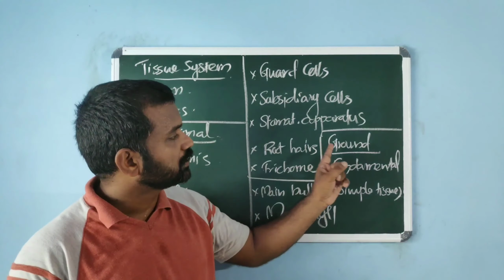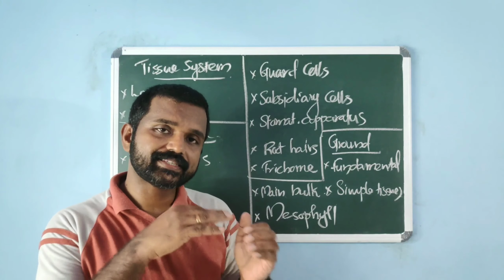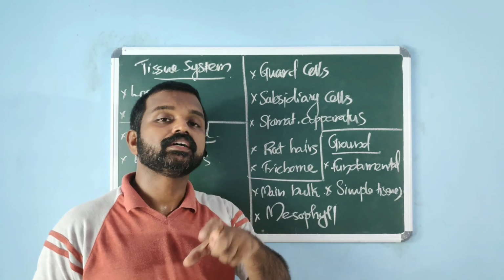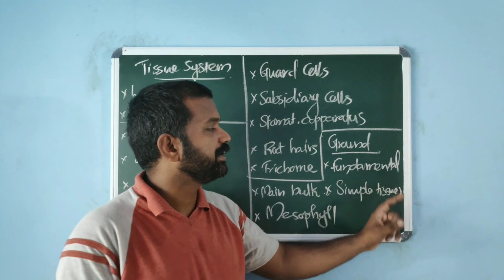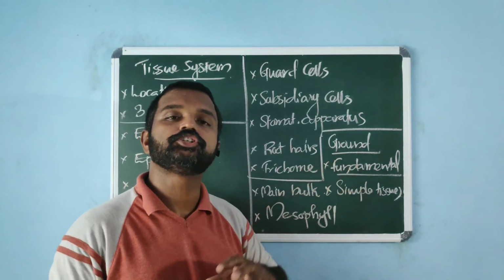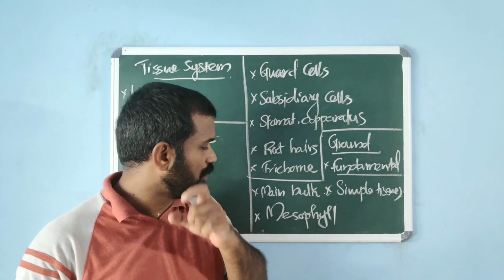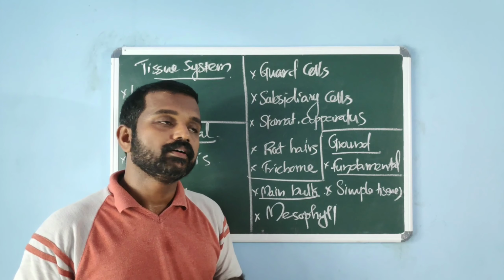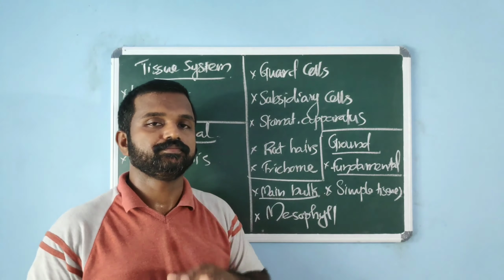The next, about the ground tissue system. All tissues except epidermal and vascular tissues constitute the ground tissue system. It is also known as the fundamental tissue system. It is usually made up of simple tissues, that is parenchyma, collenchyma, sclerenchyma. It forms the main bulk of the plant body. Ground tissue of the leaf is known as mesophyll.